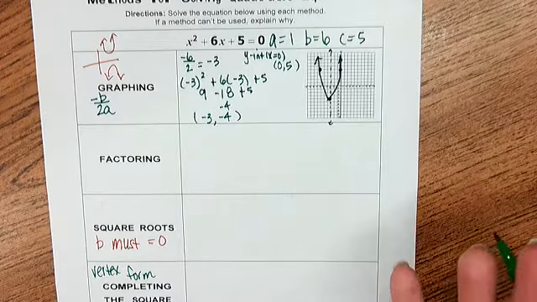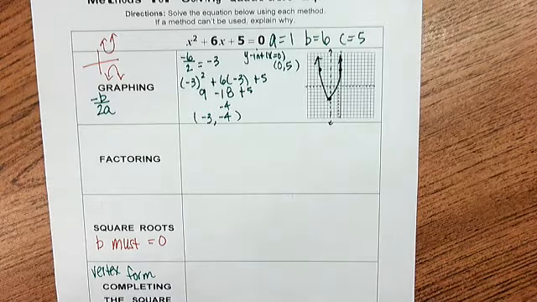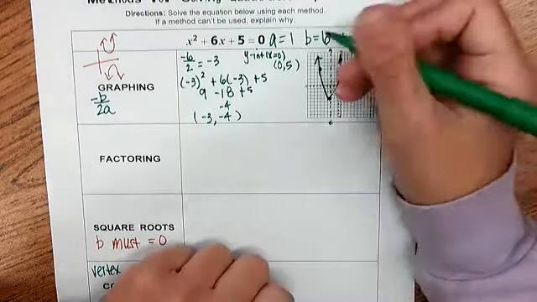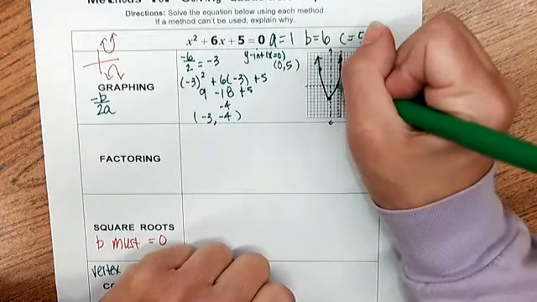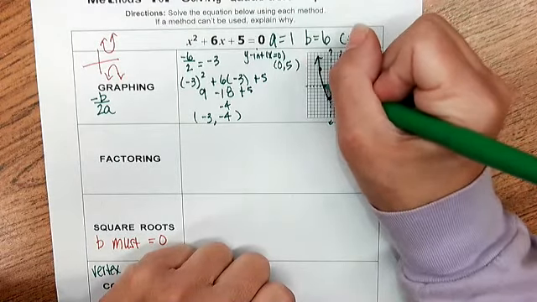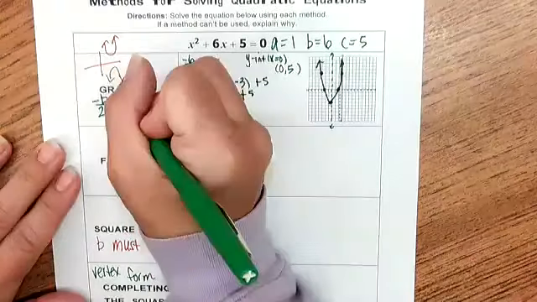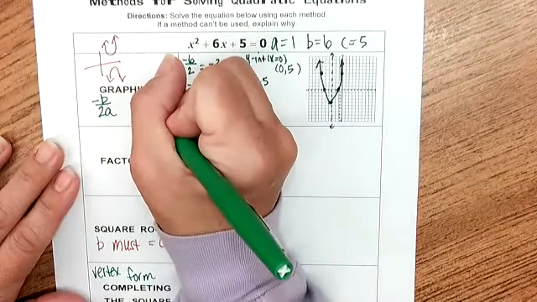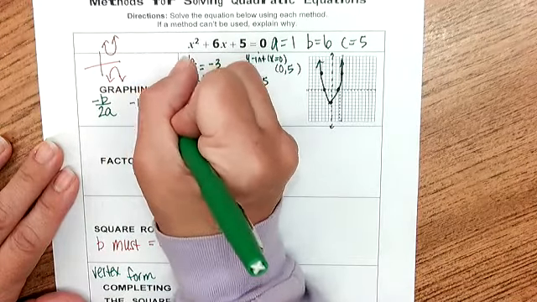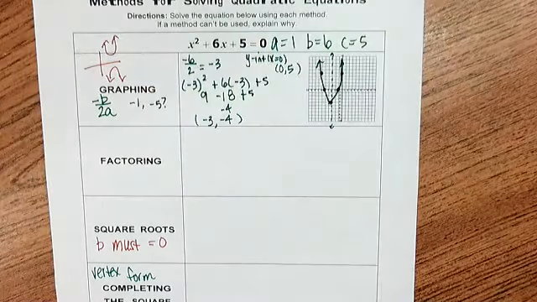Okay, and just looking at it, so remember the zeros, the x-intercepts, they all mean the same thing. Just looking at it, I would say that the x-intercepts are maybe at -1 and -5. Perhaps just kind of eyeballing it. Okay, well, we'll solve by the other methods and see if that's the case. So let's check out factoring.